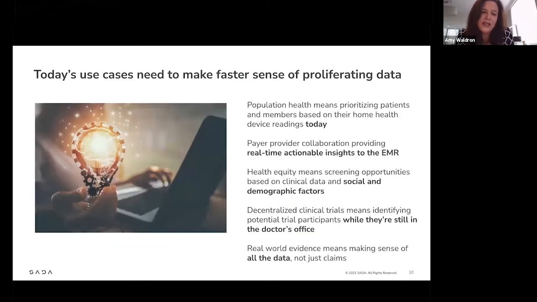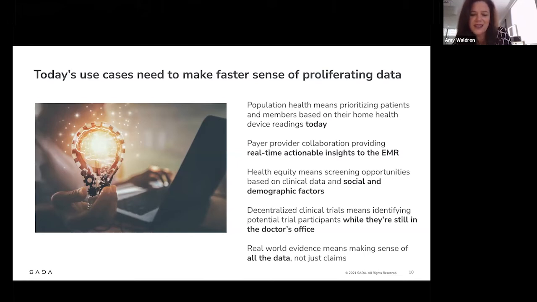So as we look at turning this into use cases, again, Michael talked about this big vision sometimes looking too big. Well, the reality is there's a tremendous amount of use cases that really will make faster sense with this proliferating data by using cloud technology and interoperability technology. So population health means prioritizing patients and members based on their home health device readings today. Payer and provider collaboration that provides real-time actionable insights directly into the EMR workflow when needed. Health equity means screening opportunities based on clinical data and social demographic factors.